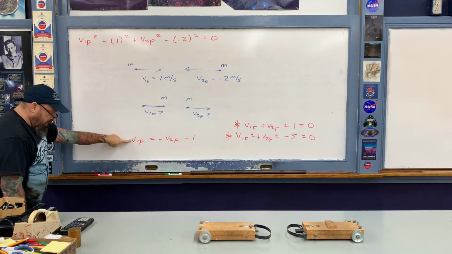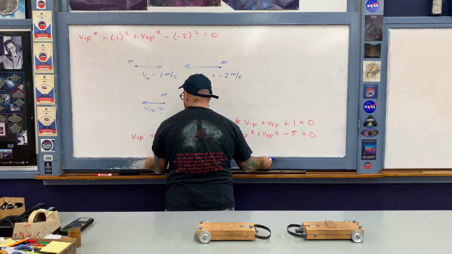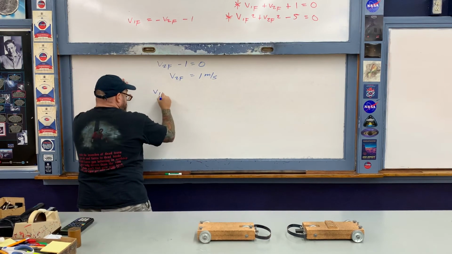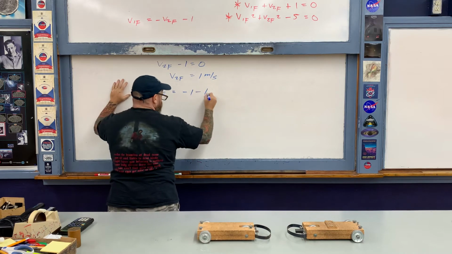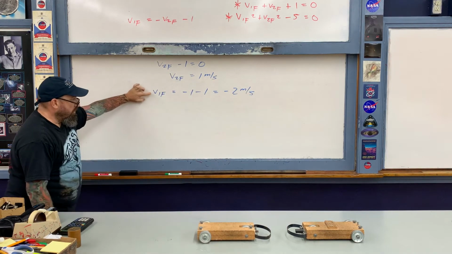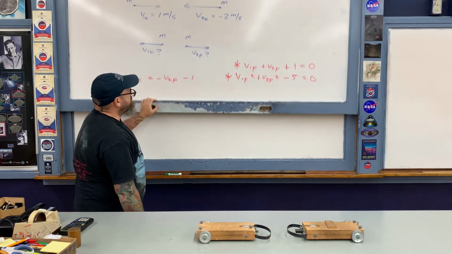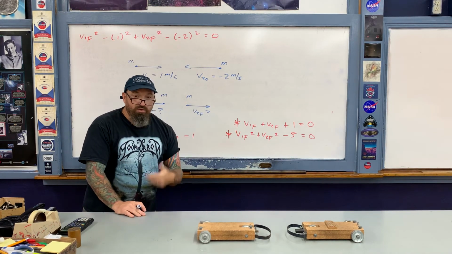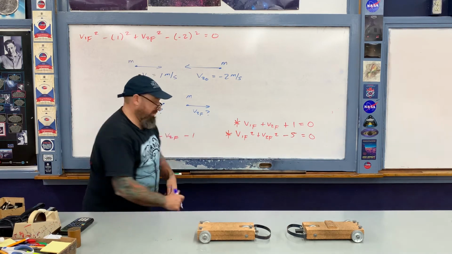And now right here, let's go ahead and find the V1 final. So V1 final is equal to negative V2 final minus 1, negative 2 meters per second. Notice that the final velocity of number 1 is the same as the initial velocity of number 2. What this means is that the objects have exchanged velocities.